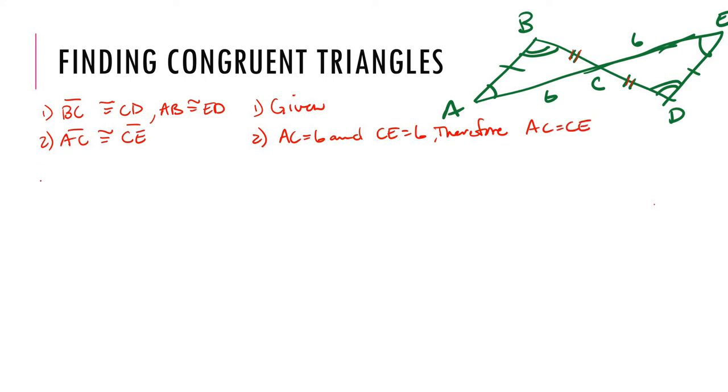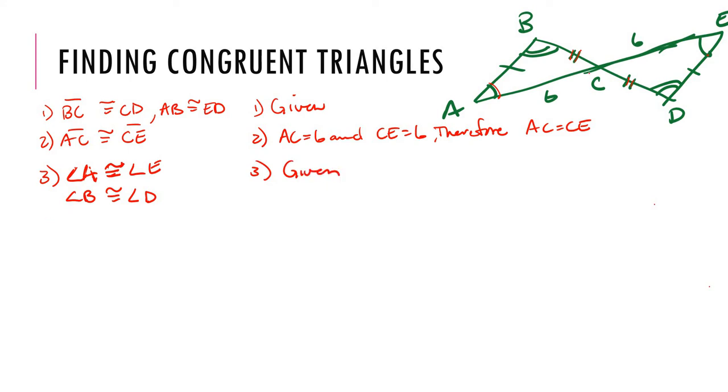The third thing I want to do is give my given angles. I have a couple angles that are shown in the picture. Angle A is congruent to angle E. And angle B is congruent to angle D. And that's given by the diagram as well.